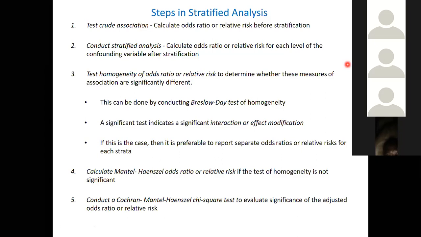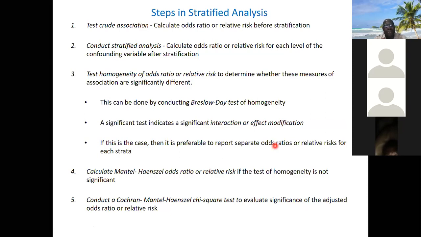and control for confounders. There are 5 steps. First, test the crude association. That is, you can do your chi-square and your odds ratio for the whole dataset. You have not divided them into strata yet. First of all, just know what the association is, what the odds ratio is for the whole dataset. So look at the effect of the exposure on the outcome. Then conduct your stratified analysis. That is, calculate the odds ratio or relative risk for each level of the confounding variable after stratification.